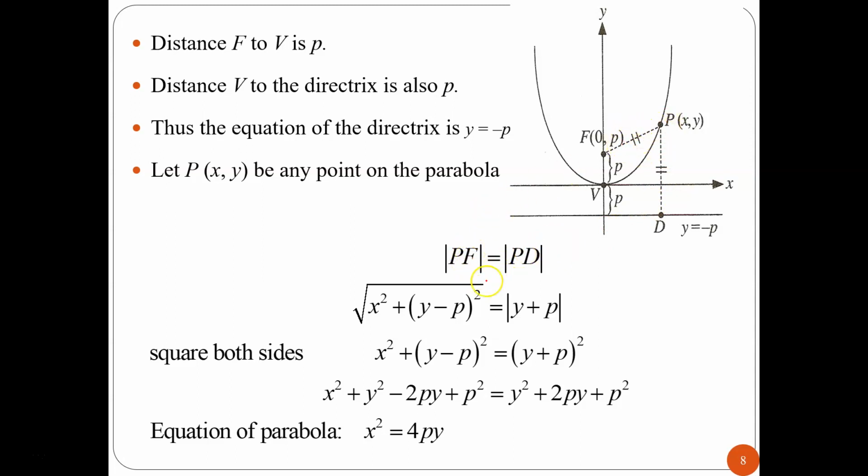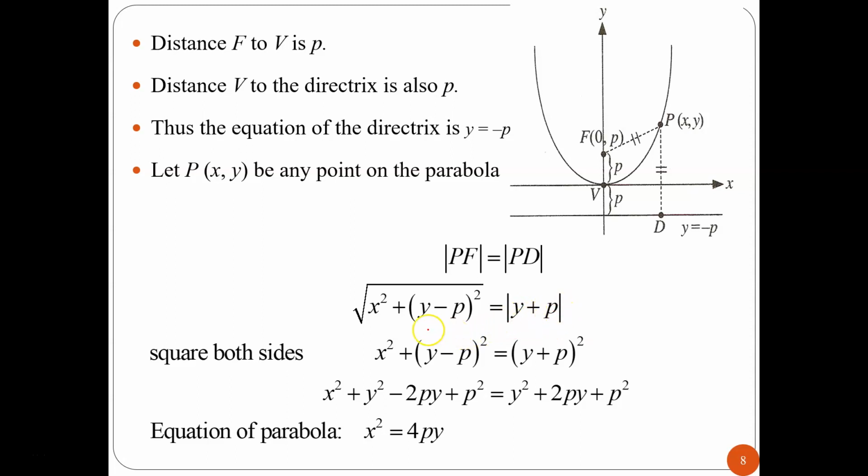So from there you can say that |PF|, the modulus sign meaning you're going to find the distance kan, dia punya jarak, dia punya length. |PF| equal to |PD|. So how to find the length for PF ataupun dia punya distance? You tolak lah kan, you have learned the straight line kan. So you have square root of x square plus (y minus p) square equal to y plus p.